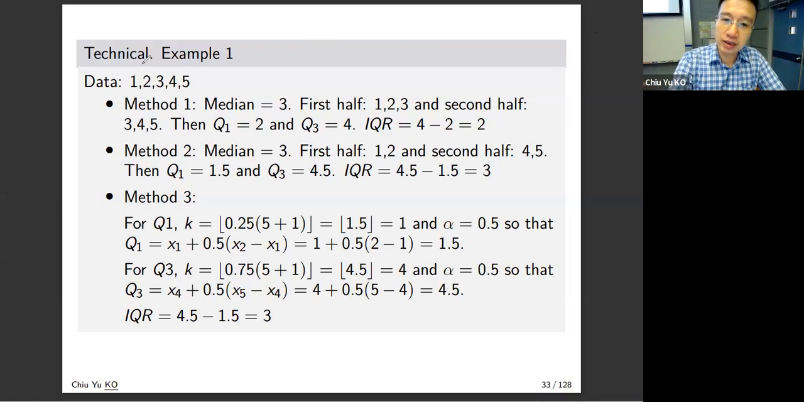So here I have data where n is 5. n plus 1 is what? 6.